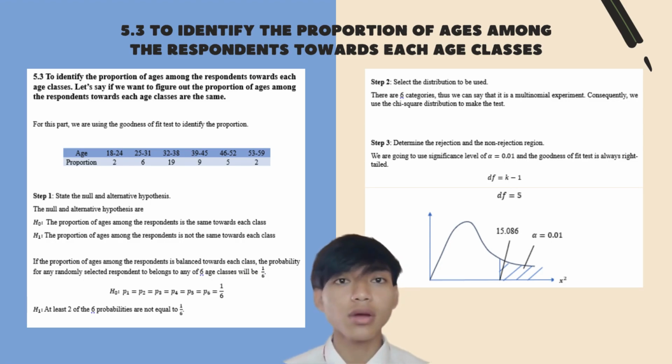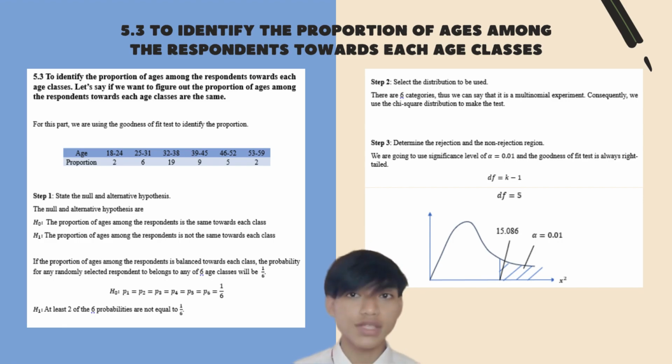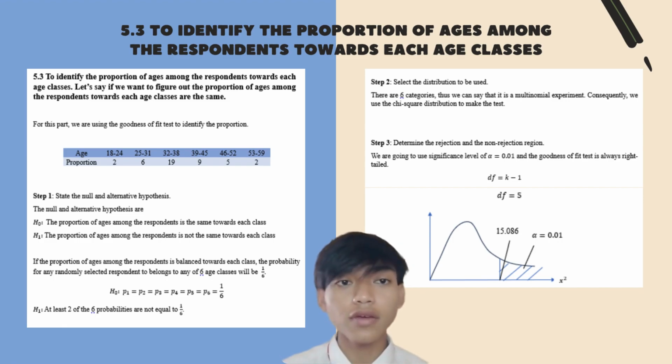So if the proportion of ages among respondents is balanced towards each class, we can say that the probability for any randomly selected respondent to belong to any of the 6 age classes will be 1/6. This follows the null hypothesis. Then for the alternative hypothesis, we can say that at least 2 out of 6 probabilities are not equal to 1/6.